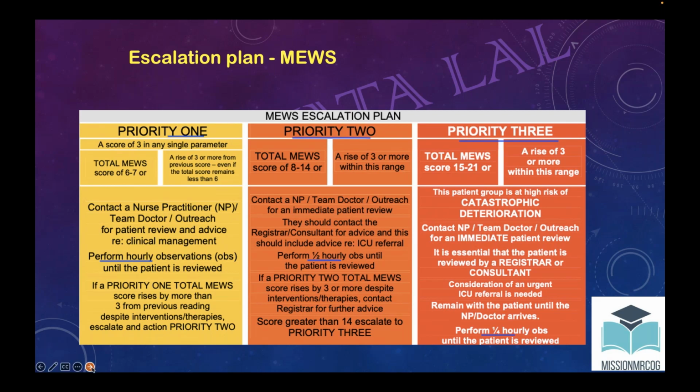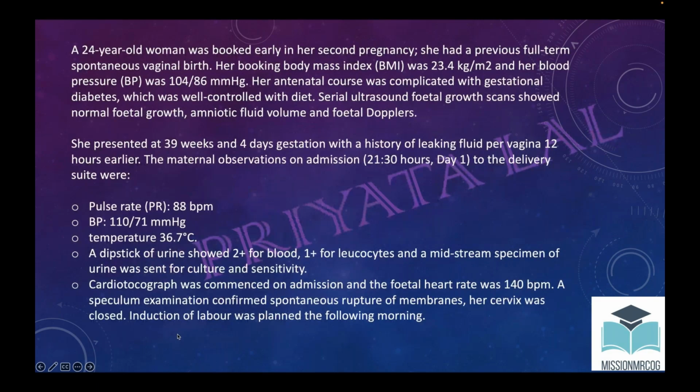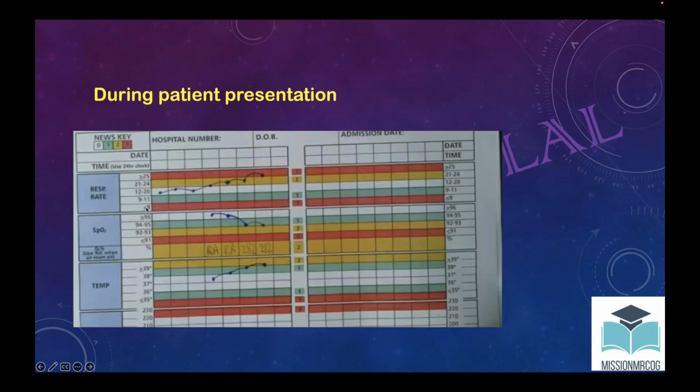Now I would like to give you one example of MEOWS. So here is the patient. This patient has come for labor. She attended at 39 weeks 4 days, and at that time her observations appeared to be fine. She came with a rupture of membrane, and then induction was planned. So this is one scenario. When the patient came, this kind of picture was there.